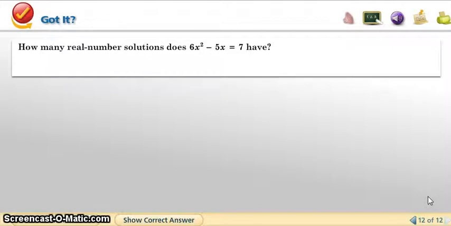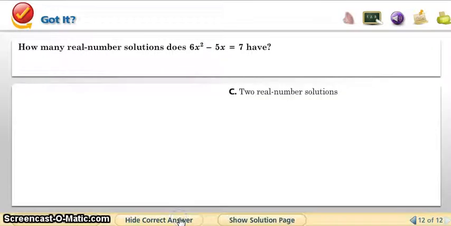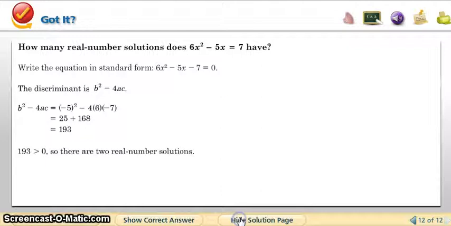All right, pause the video if you need more time, which you should probably, to make sure this is in standard form and you substitute correctly. But your real number solutions, you should have 2. When you take the discriminant, b squared minus 4ac, and you plug in the 6, the -5, and the -7, you get 193. 193 is a positive number.